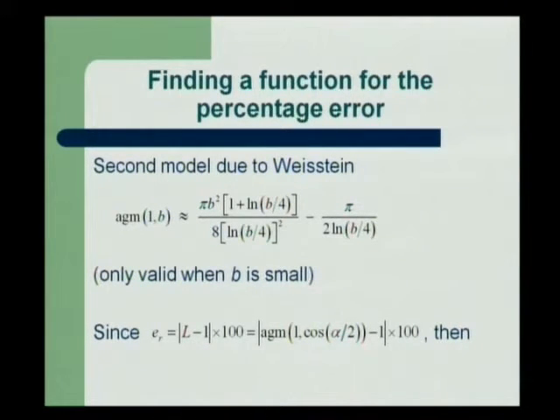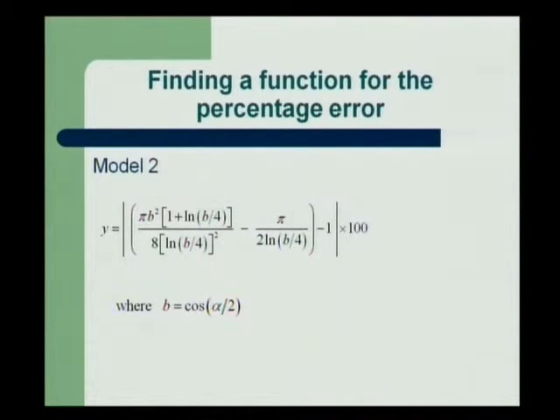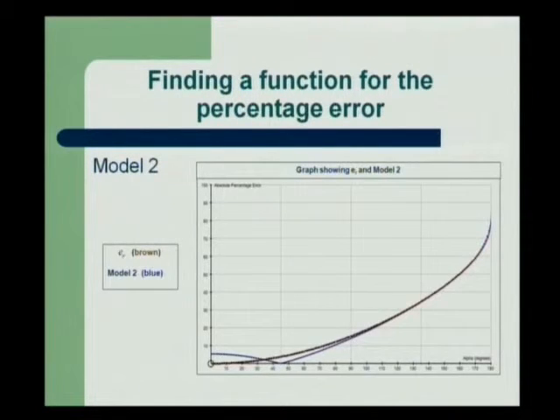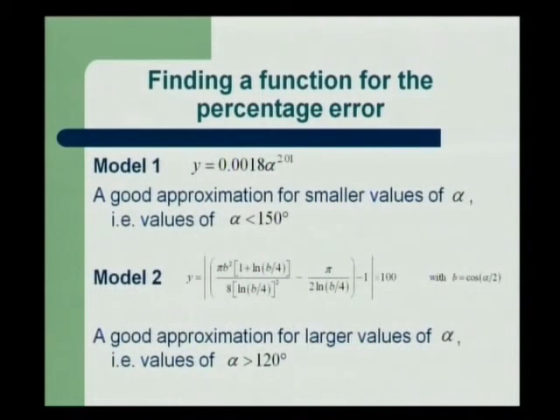Since the absolute percentage error is in terms of the arithmetic geometric mean of 1 and the cosine of alpha over 2, substituting b equals the cosine of alpha over 2, we have the following model, which I shall call model 2. If we now graph model 2 against the absolute percentage error, you can see that it is an excellent approximation for the absolute percentage error for larger values of alpha.